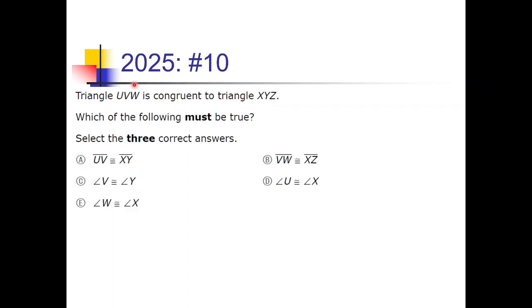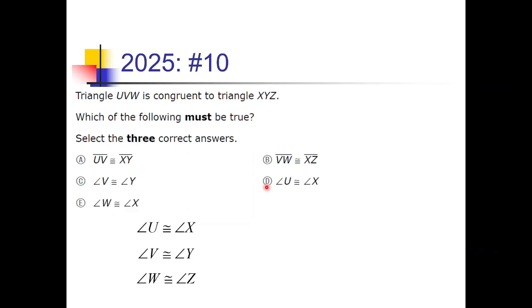So the first angle in the first triangle and the first angle in the second triangle, they're telling us that these are congruent. This is implicit in them giving us the statement in this order. So that means that U and X, those angles are congruent. Same thing with angles V and Y, and angles W and Z. So that's some of the answer choices that we're seeing here.